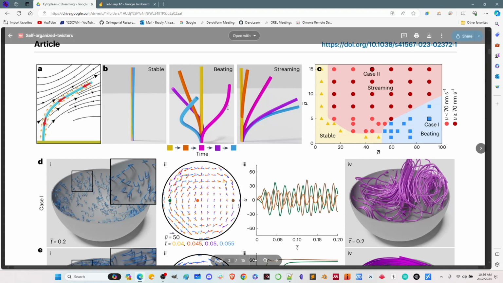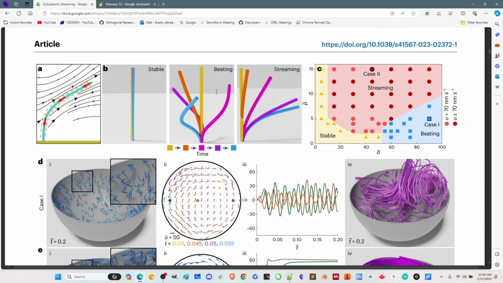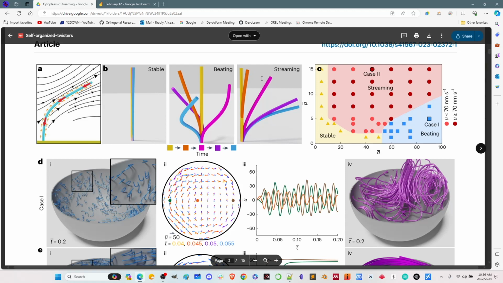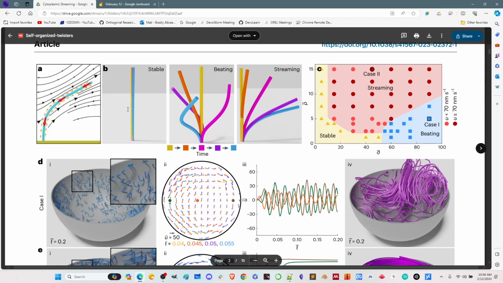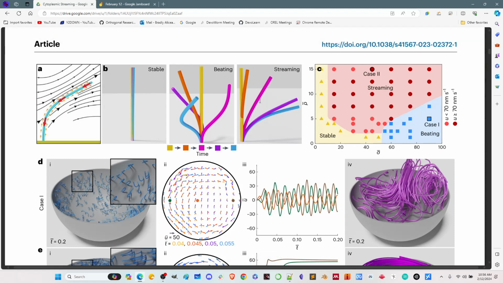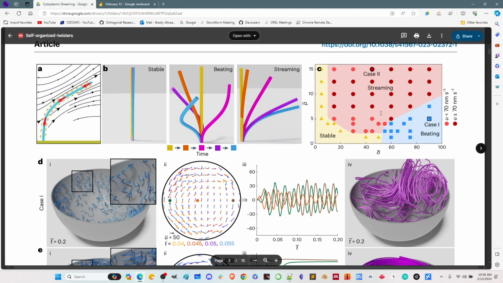But that's still kind of akin to Brownian motion. It's not really great for moving things directionally. In the case of streaming, these filaments bend in a certain direction, so over time there's bending in one direction instead of bending in various directions. And then, of course, in the stable case, you get no bending. It's laminar. And so streaming is, of course, the better option here.